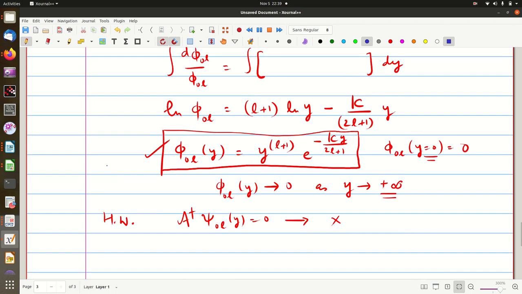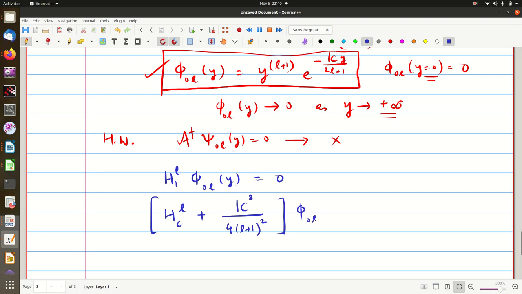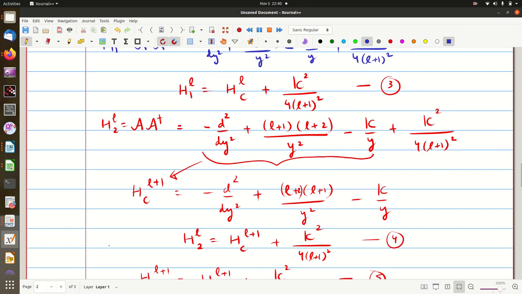So now let us try to calculate what is the ground state eigenvalue. What we have is H1 acting on phi 0 L of y equal to 0, which is satisfied by this particular normalizable wave function. Now H1L is nothing but HCl plus kappa squared by 4 times L plus 1 whole squared acting on phi 0 L of y equal to 0. Just check that out. Here it is, equation 3, H1L is HCl plus kappa squared by 4 times L plus 1 whole square.